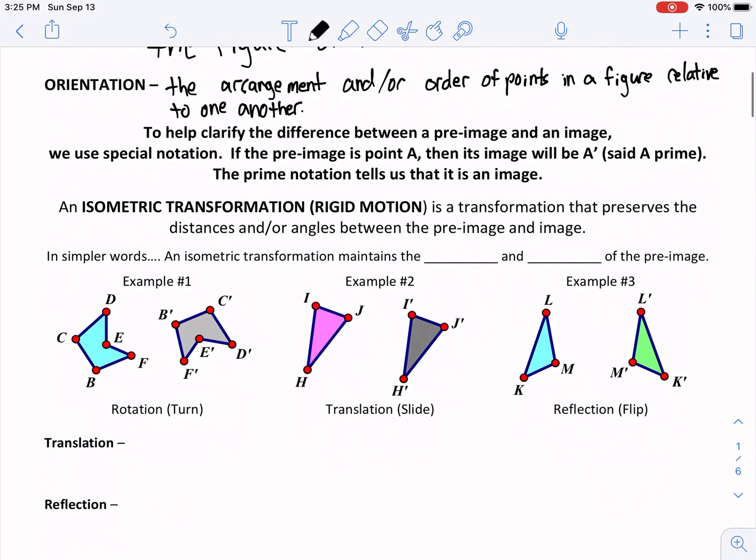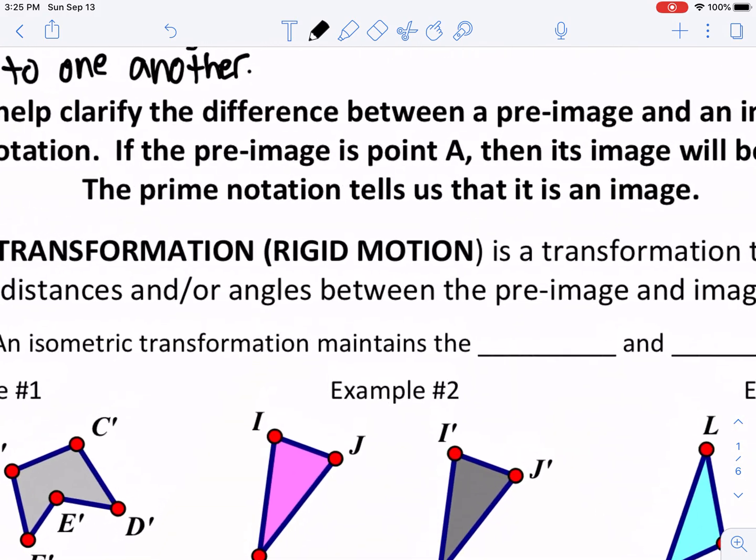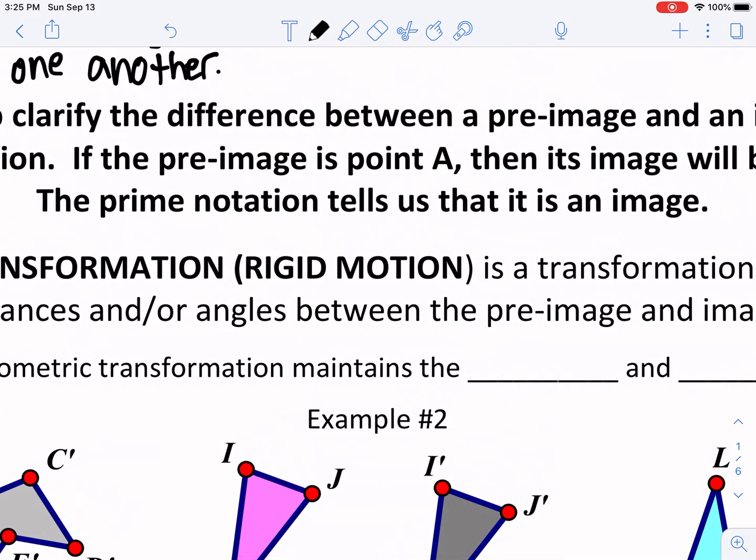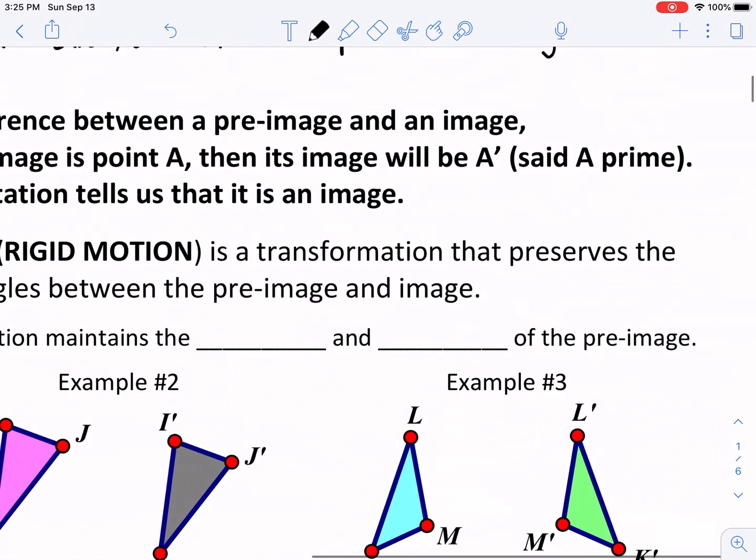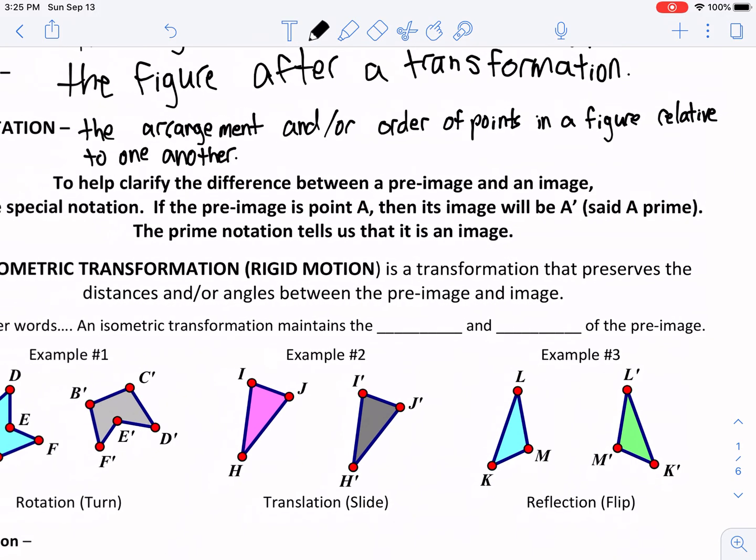Now to help clarify the difference between the pre-image, remember the before picture, and the image, the after picture there, usually we'll label the points in the pre-image like our normal capital letters like A, and then the image would be A primed, okay? So that apostrophe there would be A prime. That would be the after image, okay?